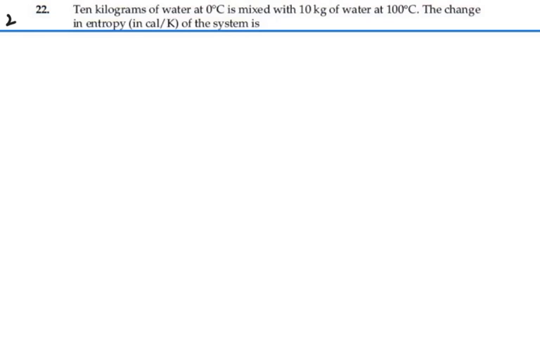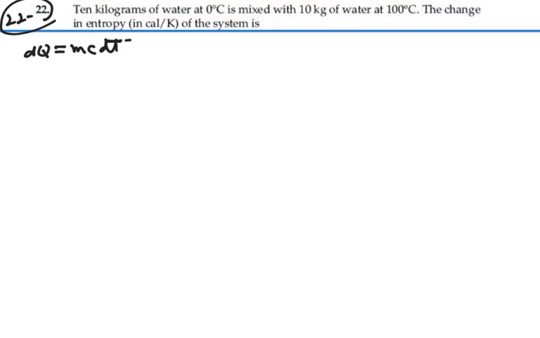Here's problem 22. 10 kilograms of water at 0 degrees Celsius is mixed with 10 kilograms of water at 100 degrees Celsius. The change in entropy in calories per Kelvin of the system is, well, in general, if we're going to change a substance like this, every little infinitesimal change or heat added is going to cause a change in temperature according to MC delta T.